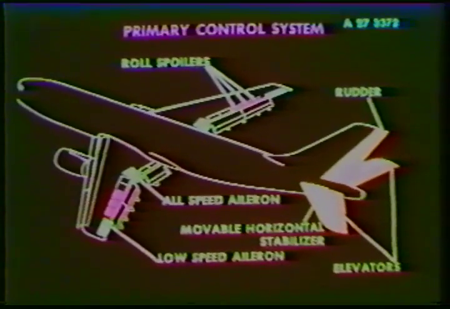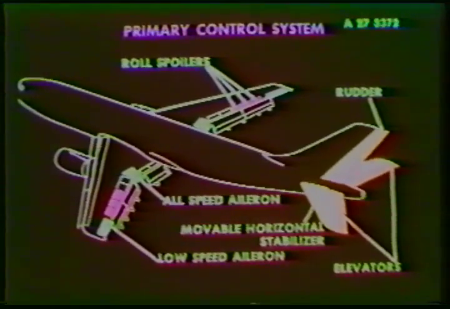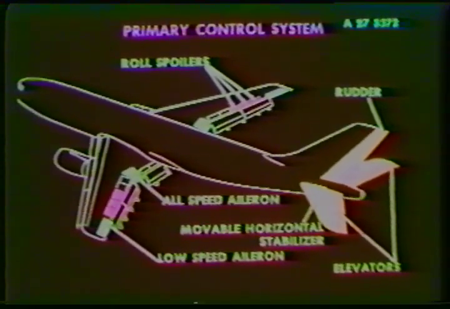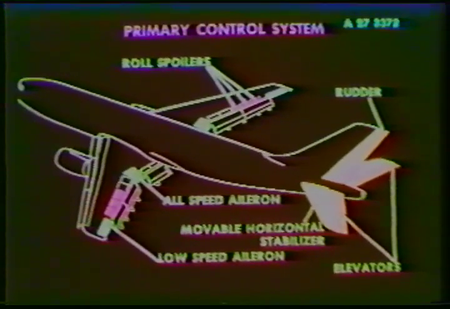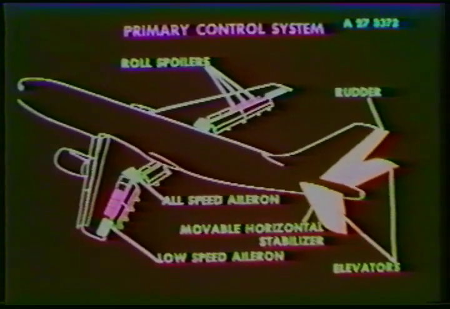The primary flight controls consist of the following: left hand and right hand all-speed aileron and low-speed aileron, 3 roll spoilers on each wing, left hand and right hand elevators, rudder and movable horizontal stabilizer. Normally, the primary flight controls are powered simultaneously by all 3 hydraulic systems operating in parallel.